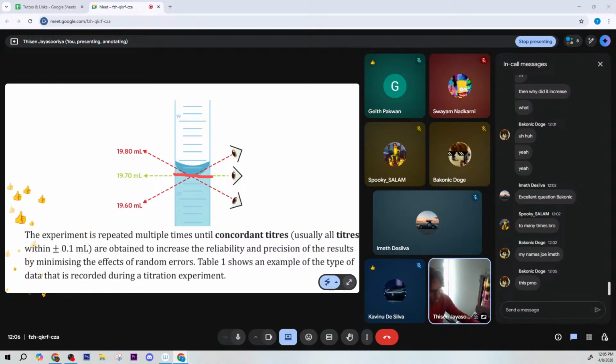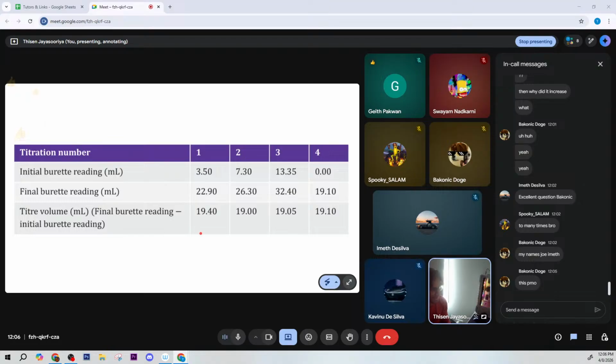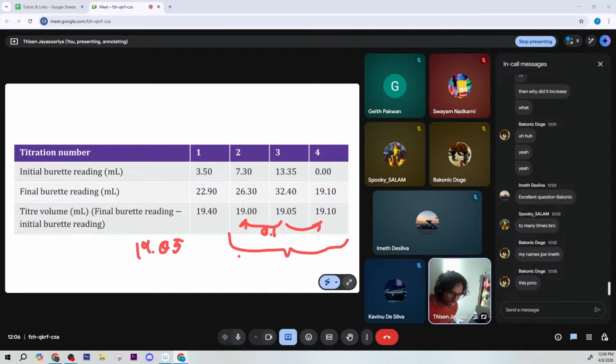Perfect. So I'm hoping you guys understand that these three are concordant titers. They're concordant because the greatest distance is 0.1 apart from each other. Here this one is 0.05 apart, this one's 0.05 apart, so they're concordant. And we use those concordant titers. We average them out to find out what our average titer would be. So here it'd just be 19 plus 19.05 plus 19.1, which is going to be 19.05 if we divide those three values by 3. So that's nothing too crazy.